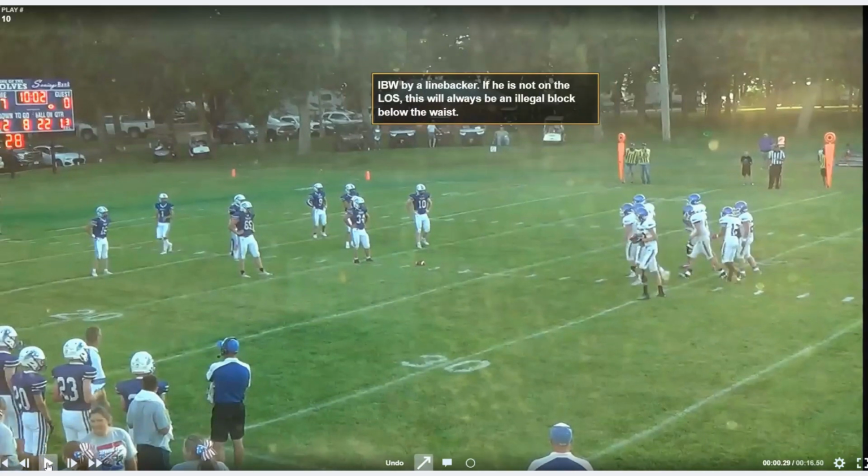Rules knowledge of who can block below the waist and who can block legally in the back is very important for our referee and our umpires. So, knowing that a linebacker can never block below the waist or be blocked below the waist because he's not on the line of scrimmage is imperative. That rules knowledge is something that we simply have to have.